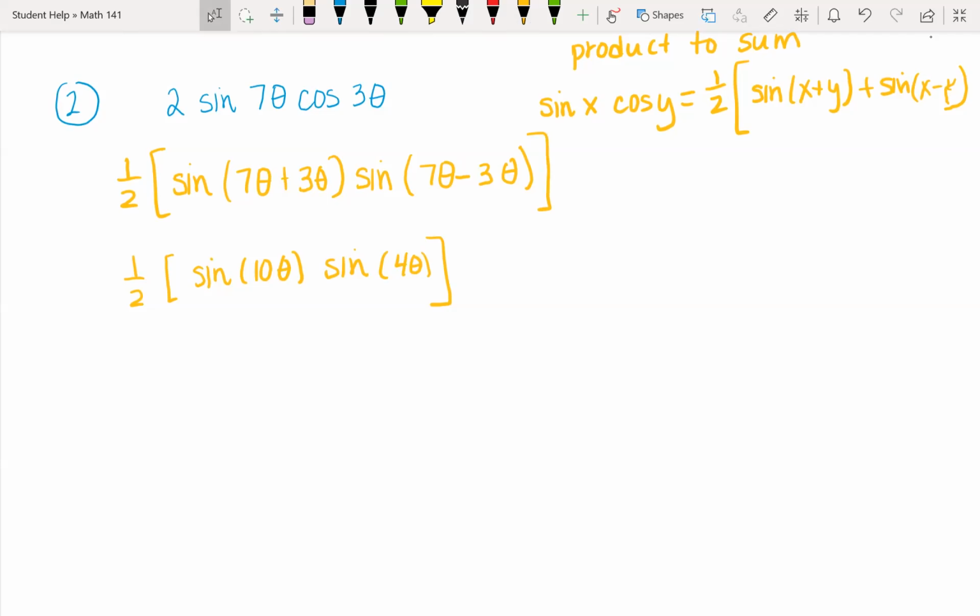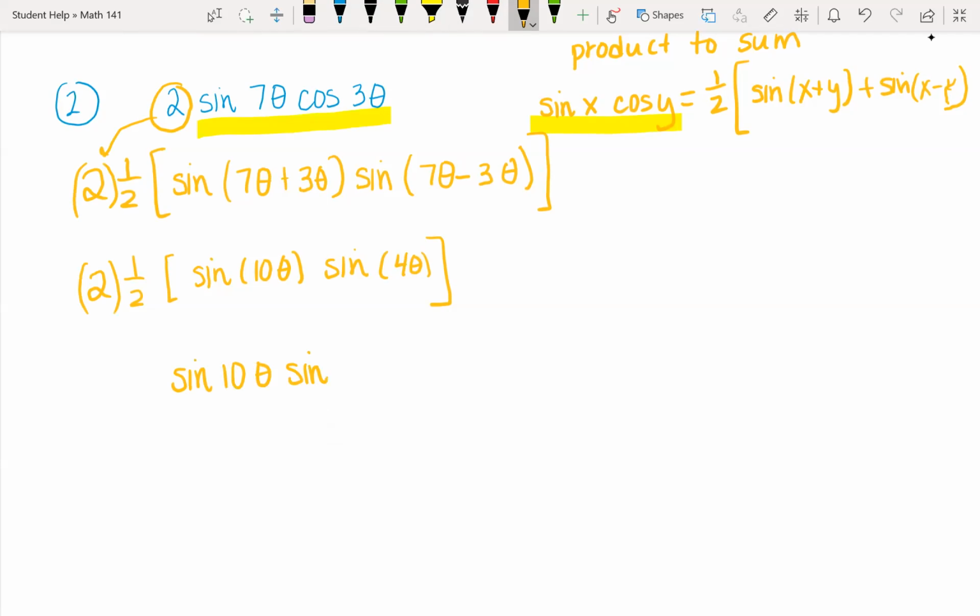Oh, wait a minute. Boo, I started right and then I forgot this. There was a 2 in front, right? Forgot about that guy. Because the formula that we have is just this part here. So I have this 2 that's out in front that I didn't take into account. So I think my final answer should be sine of 10 theta times sine of 4 theta. Yeah, that looks better.